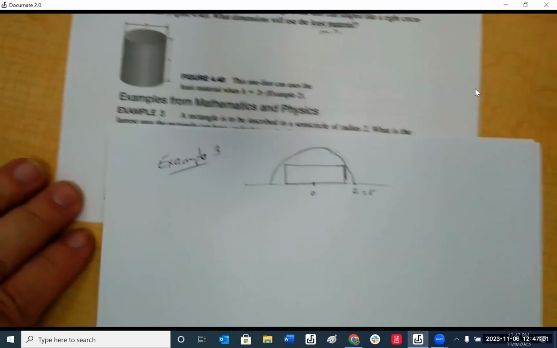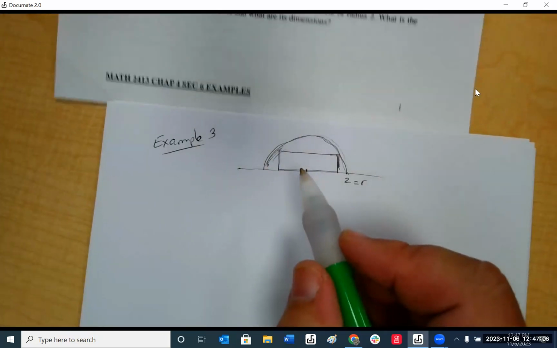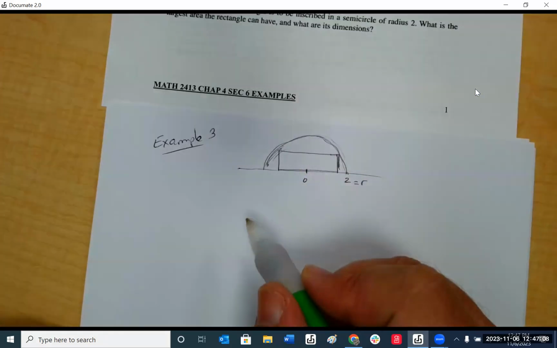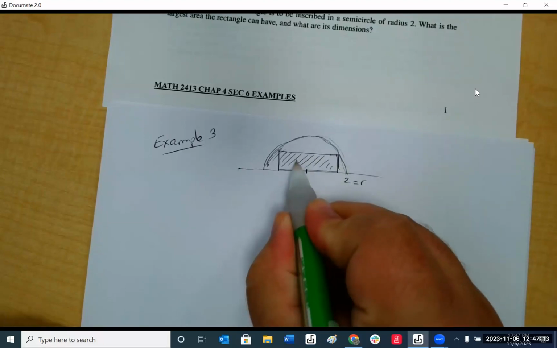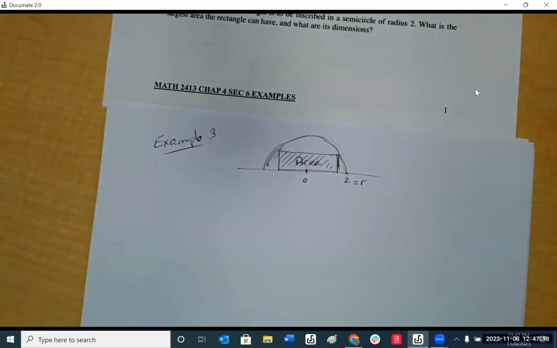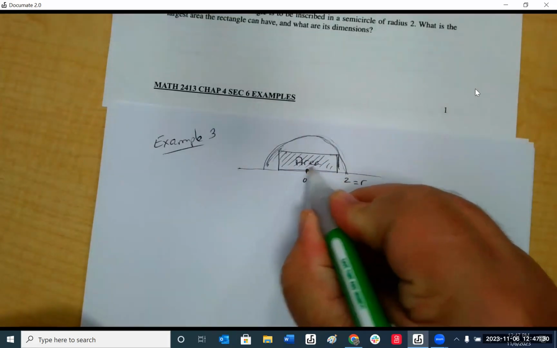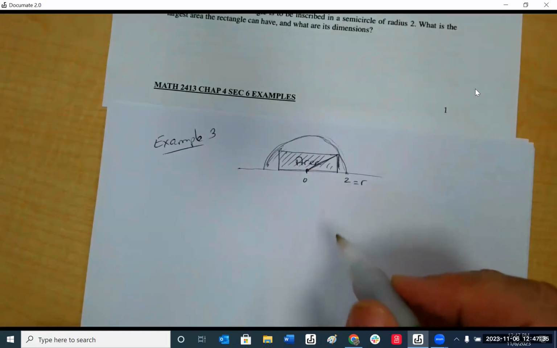Okay. So this is what it's asking us. It wants us to find the largest area of the rectangle that can fit into that thingy. So from here to here, we're saying the radius is 2.